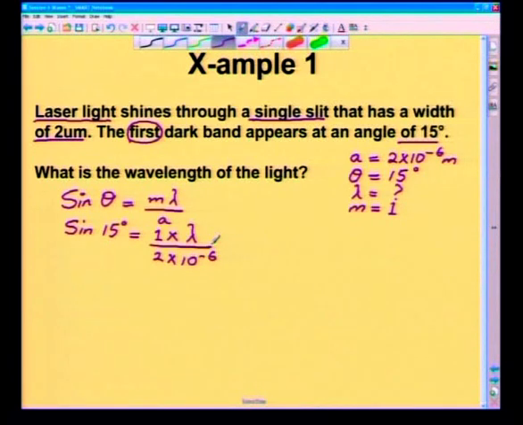Now quickly, let's work this out. We know that from this, lambda will be given by, we cross multiply. Like I said, let's make this a fraction as well by dividing by 1. So when we cross multiply, this will be 1 times lambda. So it will be lambda equals 2 times 10 to the power minus 6 times sine 15 degrees. So that will be the size of lambda.